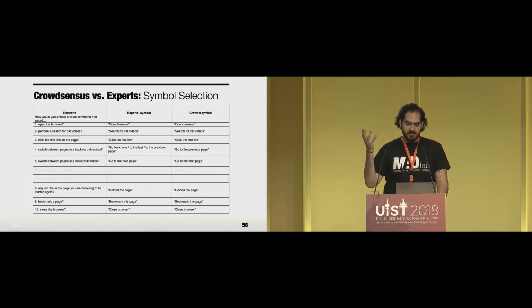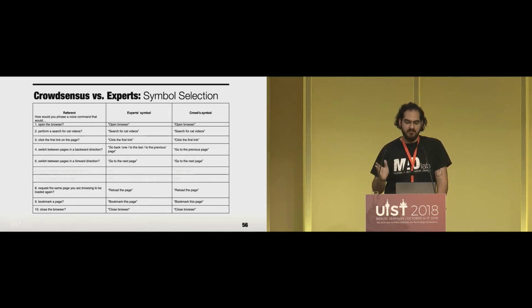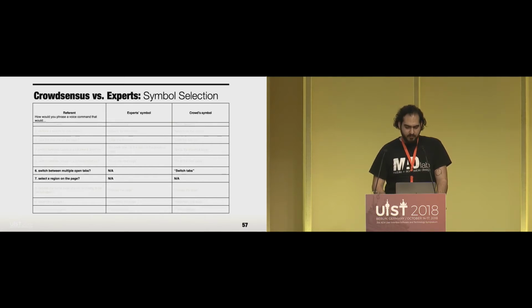In the middle here, we see the expert symbols, where we aggregated the symbols that all the experts agreed on to trigger one referent. And we saw that the experts' opinions converged for 8 out of the 10 referents that we had. And then looking at the Crowdsensus approach, we saw that the same symbols were selected for all those 8. For the 2 referents where the experts' opinions diverged, we saw that the Crowdsensus approach was able to actually resolve one of them. And finally, the last one just didn't have enough agreement among its symbols to select one symbol, either by the crowd or by the experts.